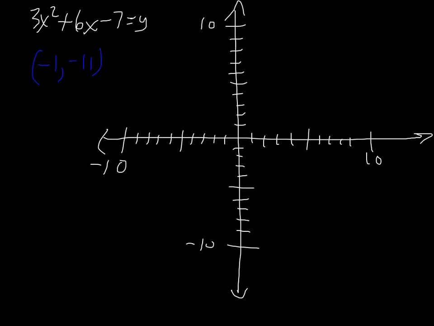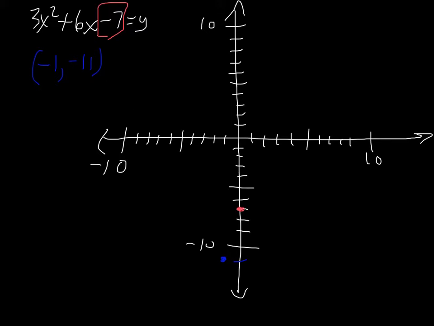Okay, so I'm going to plot the point -1, -11, so there's -1 here, and then -11 is right here. That is right there. Okay, that's one point. Then another point is going to be the y-intercept, and this is the y-intercept here. So I include the sign, so that's at -7.